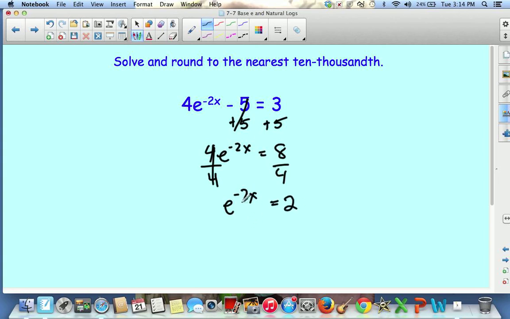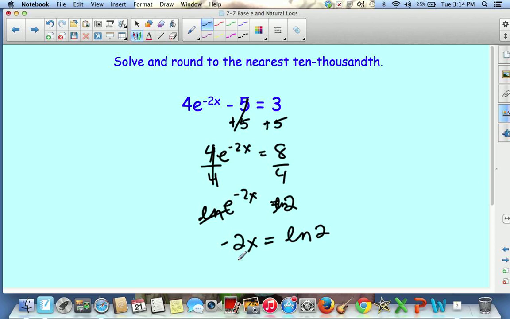Okay, so x is still in the exponential spot. So we have an e. How do we undo e? We take the natural log. So we're going to take the natural log of both sides. Those end up canceling out. So now we have negative 2x equals the natural log of 2.